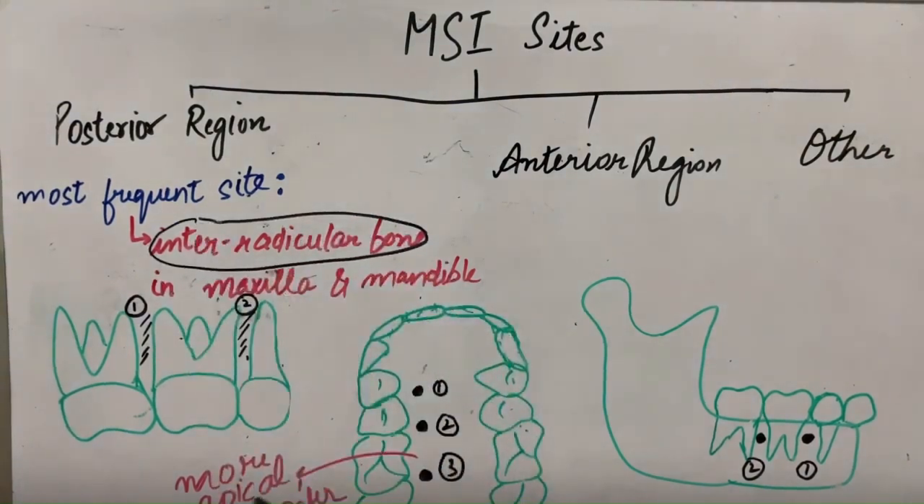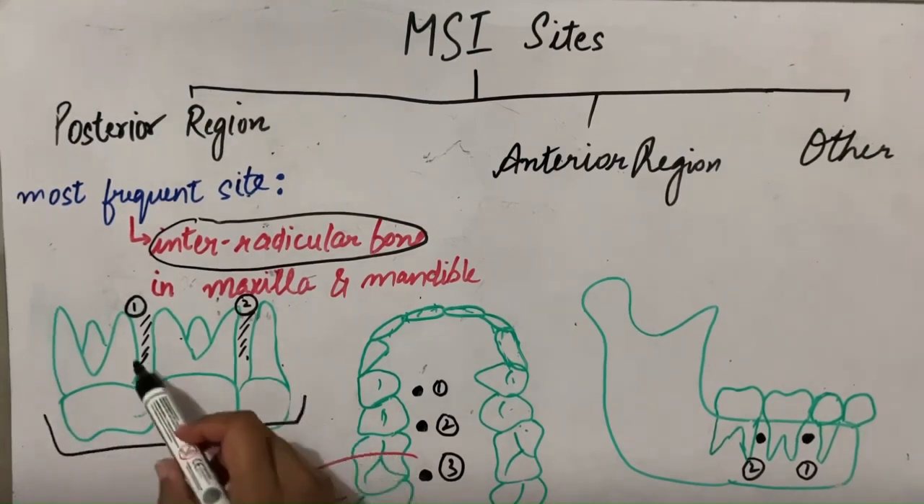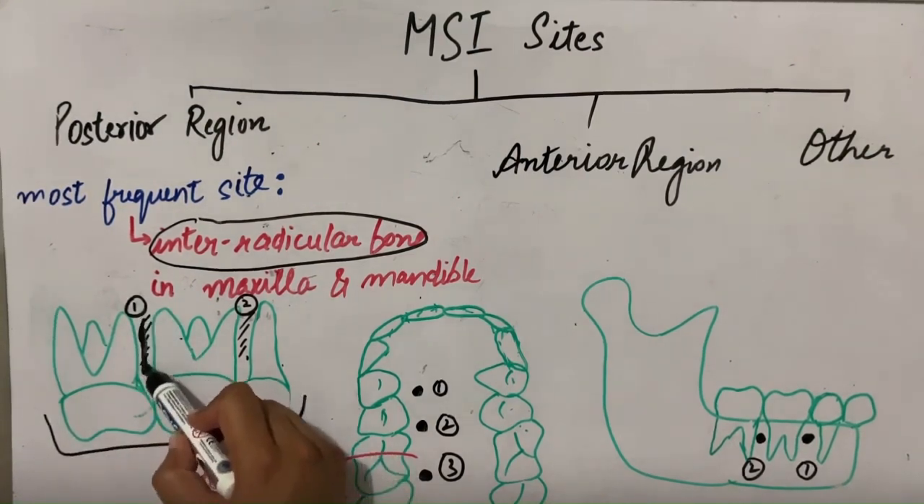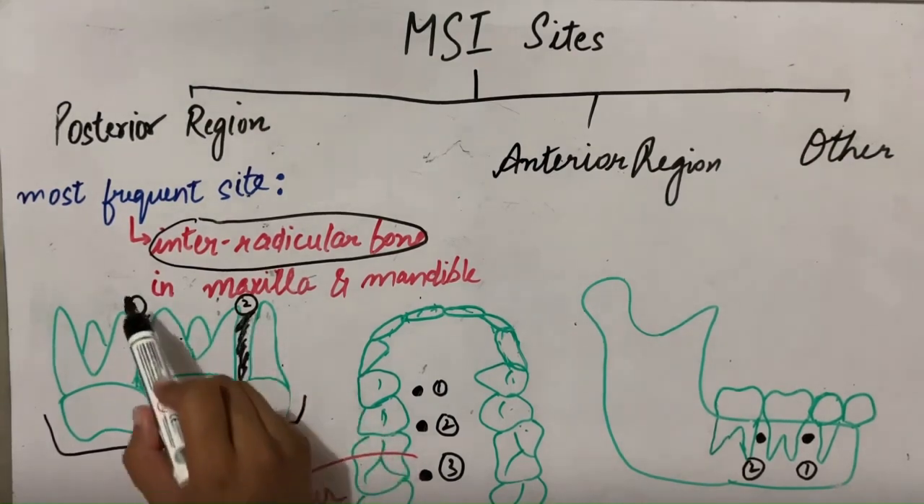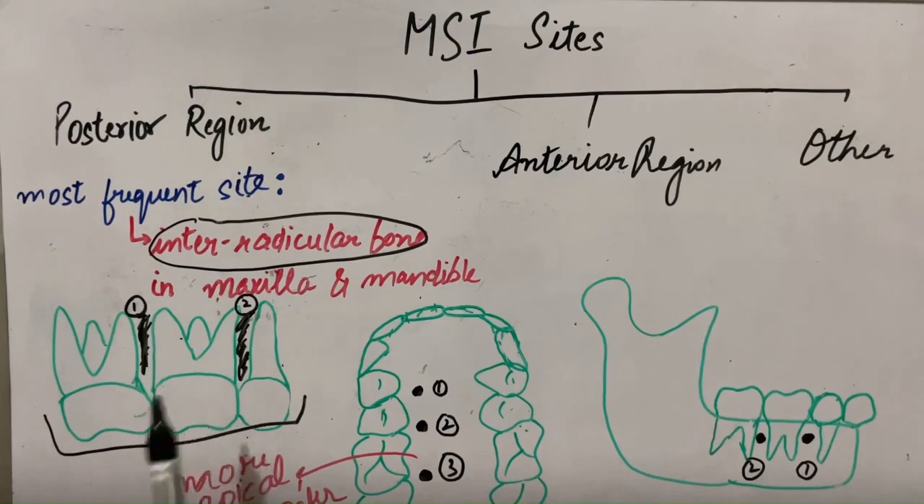As we can see in this diagram of maxillary posteriors, this interradicular area is the safe zone for placing MSIs. One is between the first molar and second molar, and two is between the second premolar and the first molar.